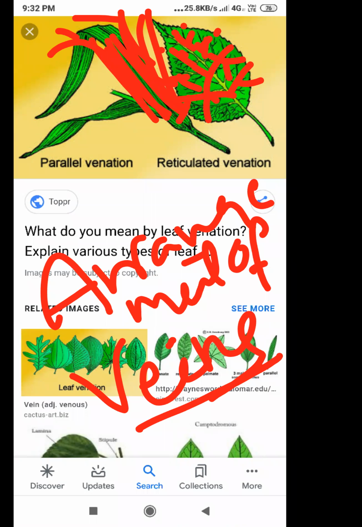We can see parallel venation in monocot plants like grass. You can observe this in the banana plant, which you are very familiar with. In the case of rice also, you can observe parallel venation. So these are the differences between reticulated venation and parallel venation, with examples.